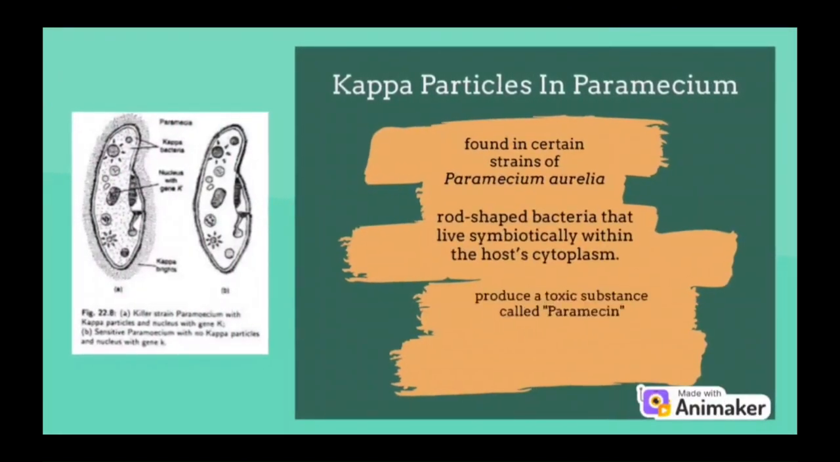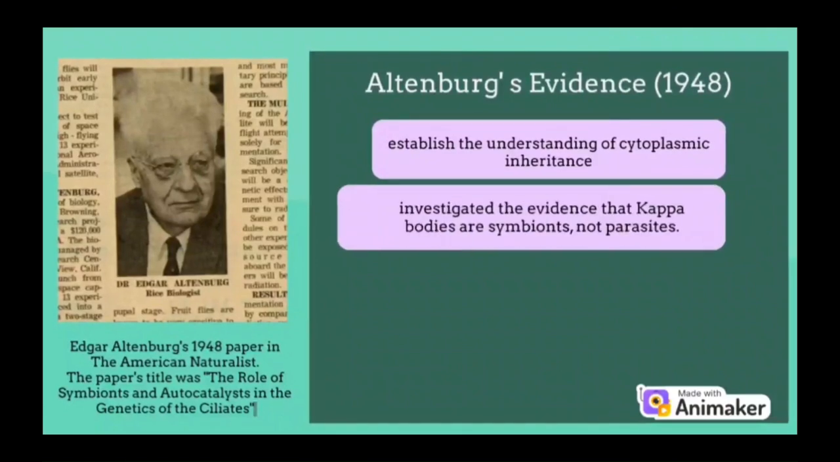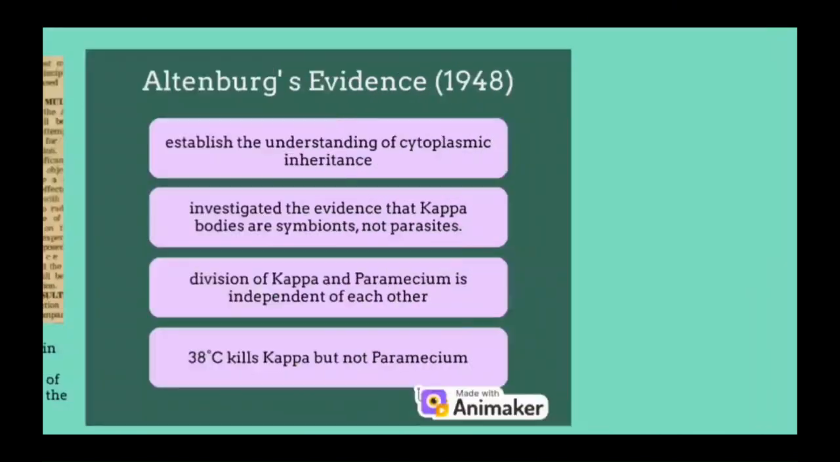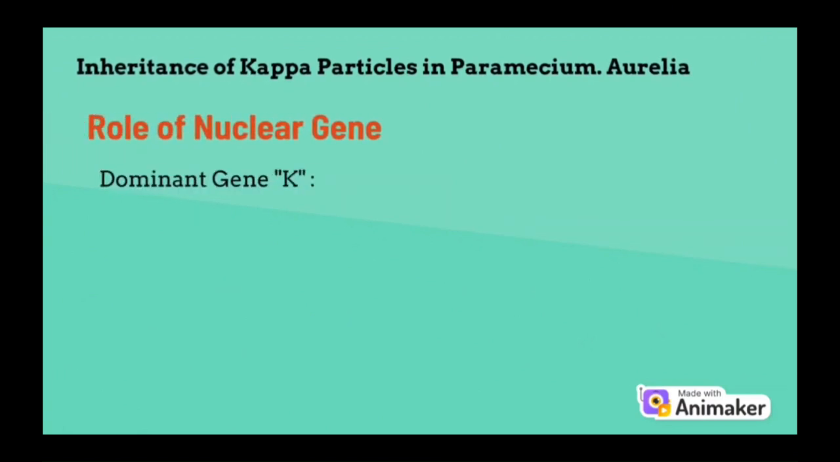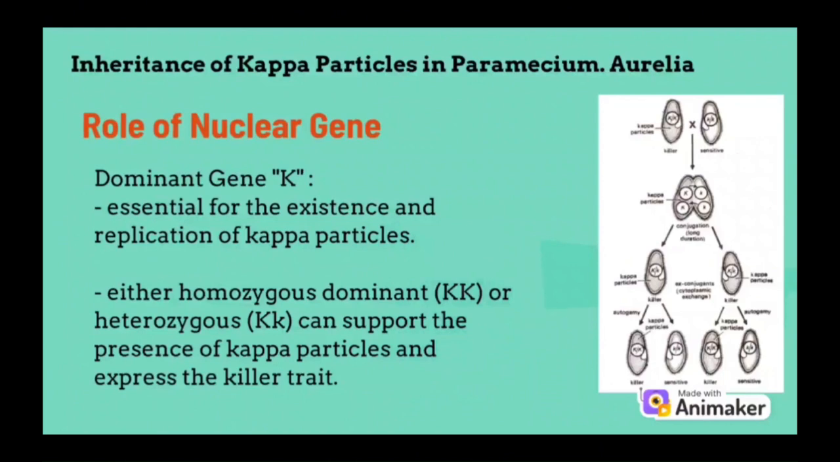Kappa particles in paramecium, rod-shaped bacteria that live symbiotically within the host's cytoplasm. Altenburg's evidence, 1948: 38 degrees Celsius kills kappa, but not paramecium. Inheritance of kappa particles in paramecium aurelia. Role of nuclear gene.